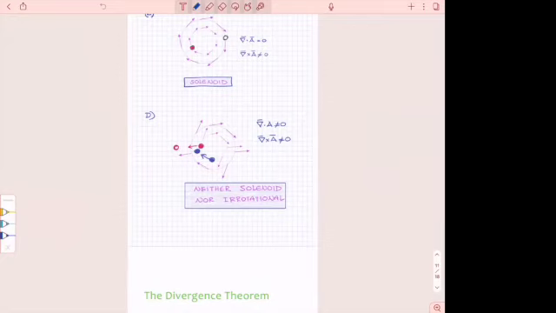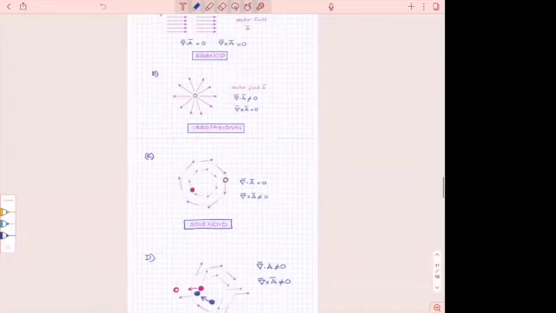So the not irrotational, I have to correct it, means rotational. Whenever the curl of a vector is not zero, it is rotational. Whenever the curl of a vector is zero, it is irrotational. Whenever the divergence of a vector is zero, it is solenoidal. Whenever the divergence of a vector is not zero, it is not a solenoid.